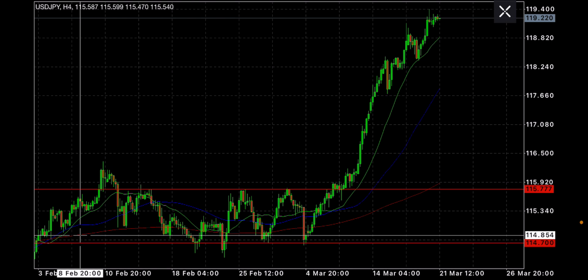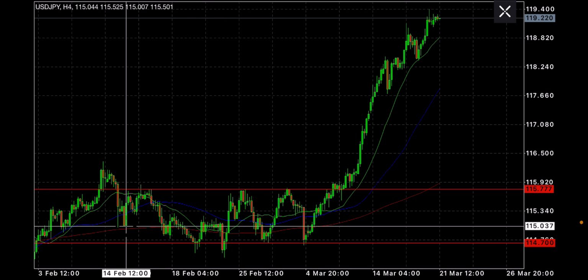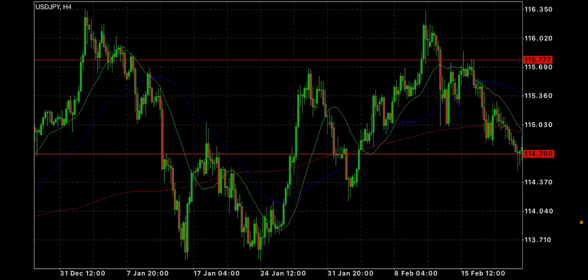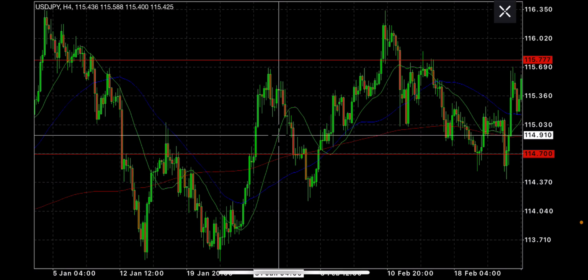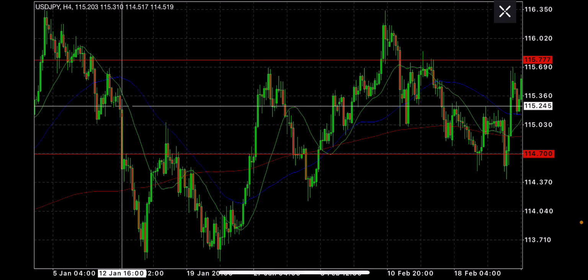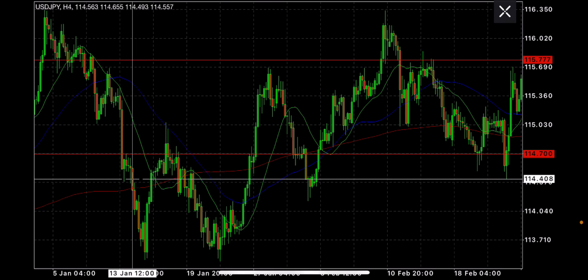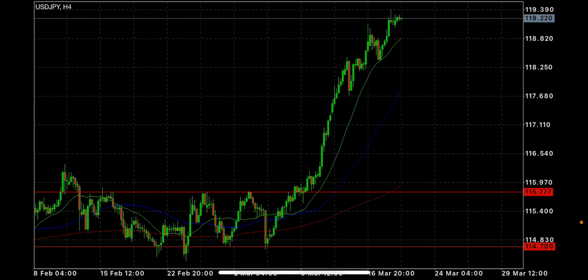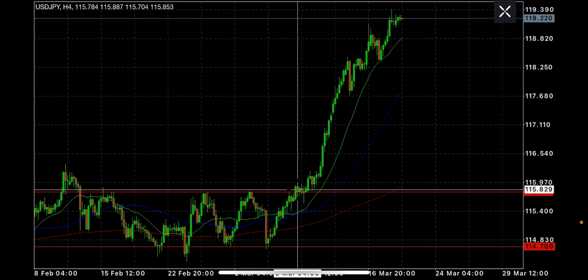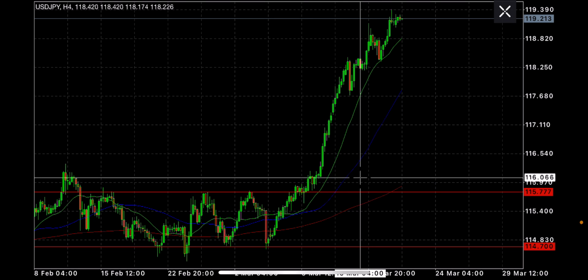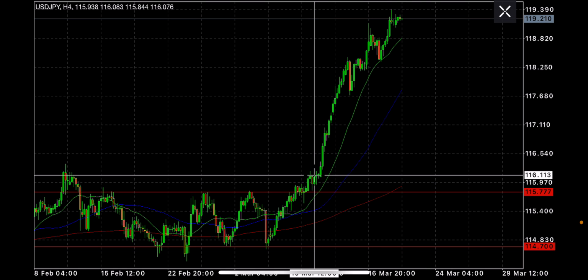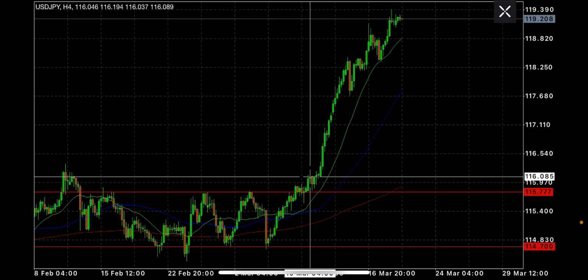Okay. So as you can see, go back a little bit. All right, we've been consolidating between these two price points, with breaks of the price points, since January all the way up until, let's see, around March. So almost roughly for about 40 to 45 days we were in consolidation.